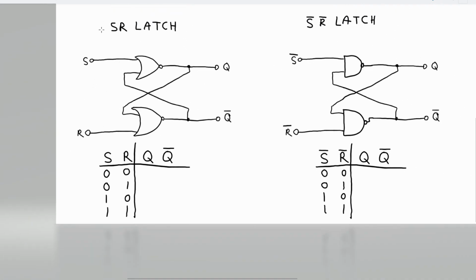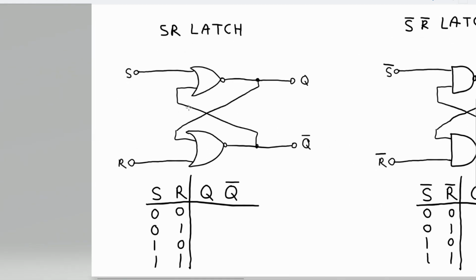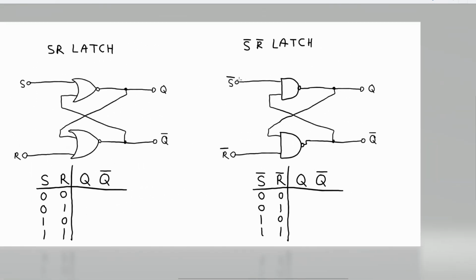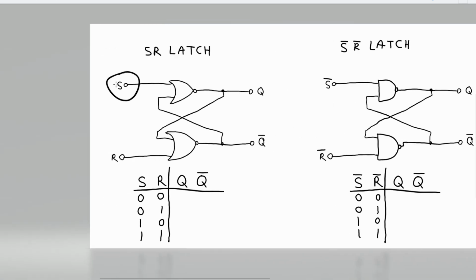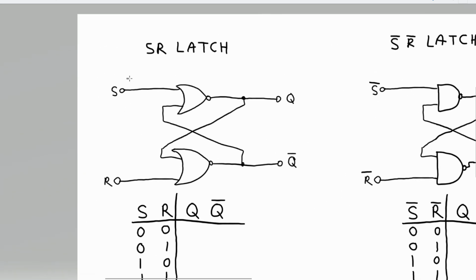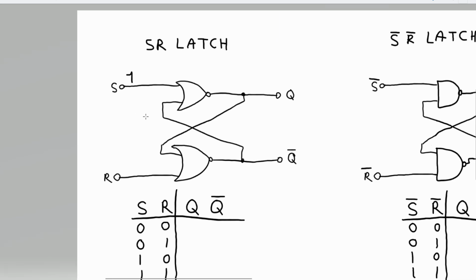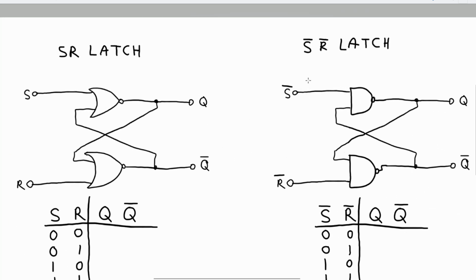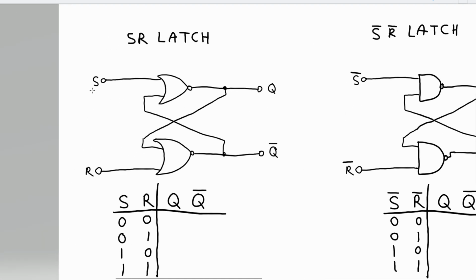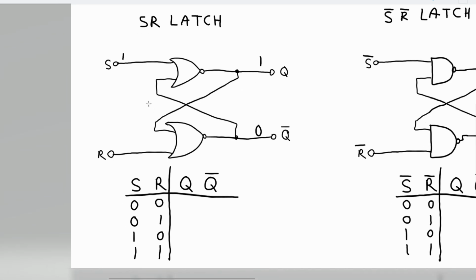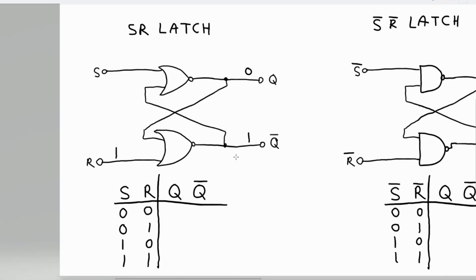So this is an SR latch, and these inputs are activated when the input is 1, so this would be active. If you think of this as set and reset, so this is set and this is reset, then if you put a 1 here, this would set Q to 1 and Q bar to 0. And if you send a 1 to here, this would set Q to 0 and Q bar to 1.